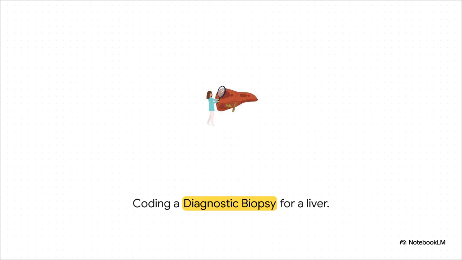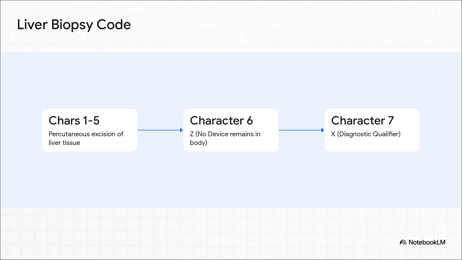Let's tackle one more scenario, a diagnostic liver biopsy. Imagine a physician needs to inspect liver tissue to rule out pathology. Here is exactly how we break it down. Step 1. We are in medical and surgical, the hepatobiliary system, the root operation is excision, the body part is the liver via a percutaneous approach.